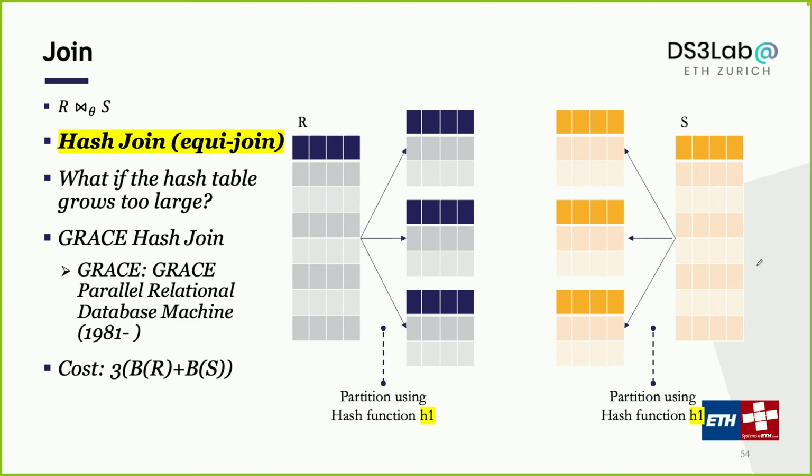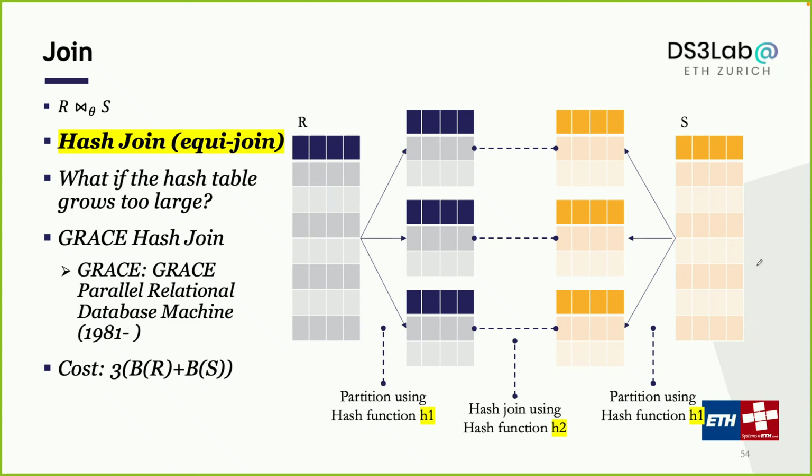Because of the hash function's property, you only need to check these pairwise partitions, right? Because if you are doing the first partition of R and the second partition of S, those values are going to have a different hash value, so they cannot stick, and there cannot be a match. Okay? You only need to check those pairs. And for each of those pairs, you do our hash join. So this is called Grace hash join, which is actually very fast.